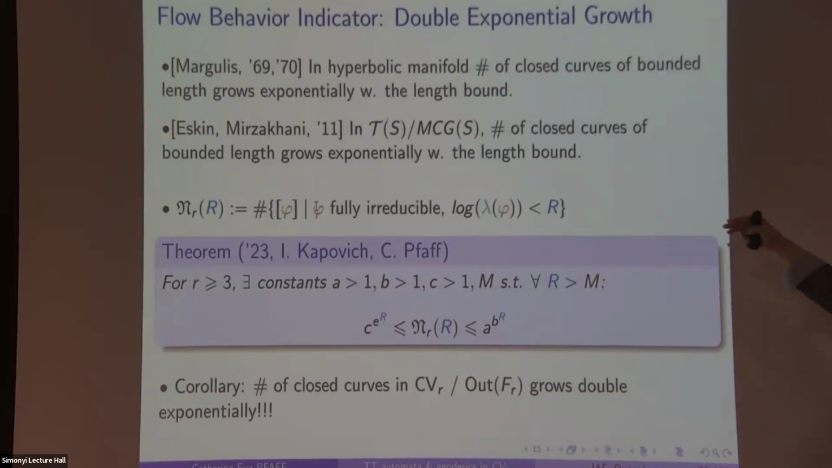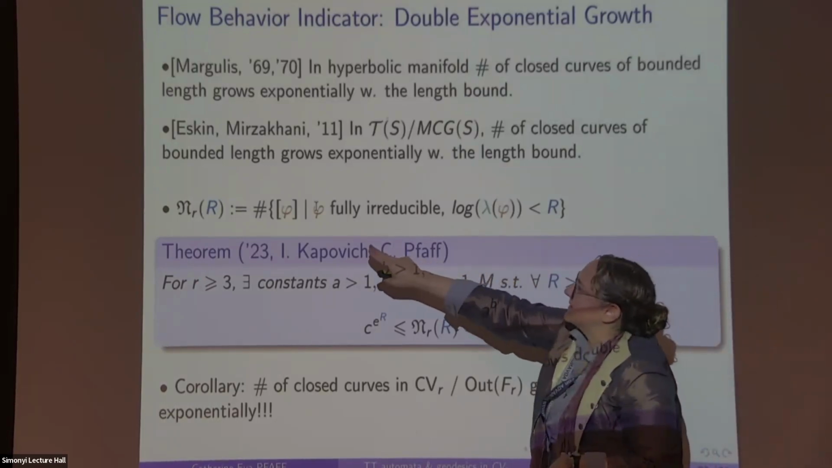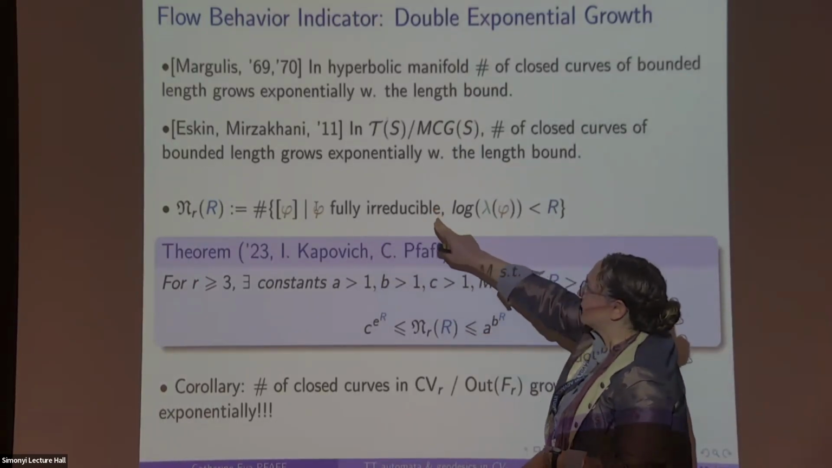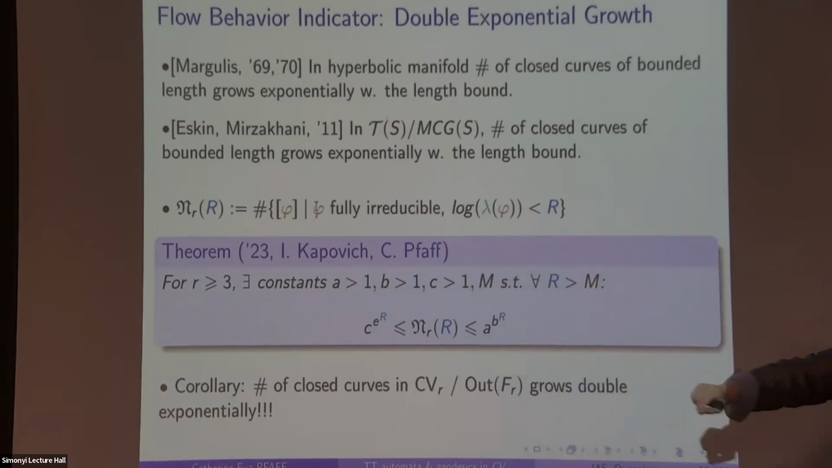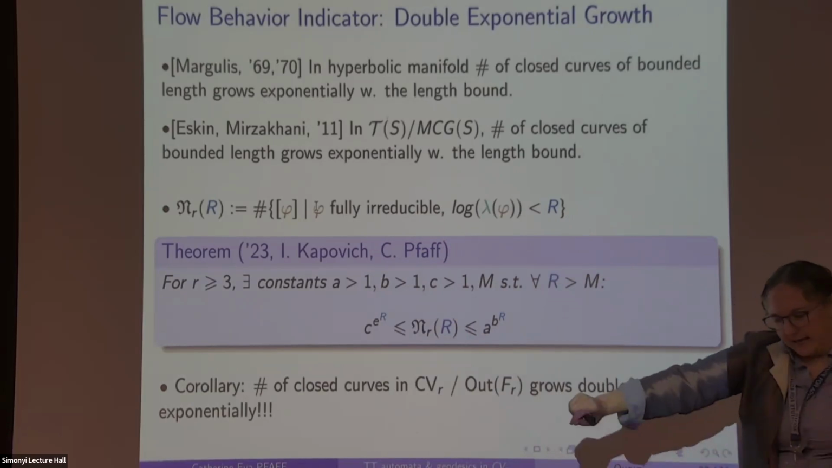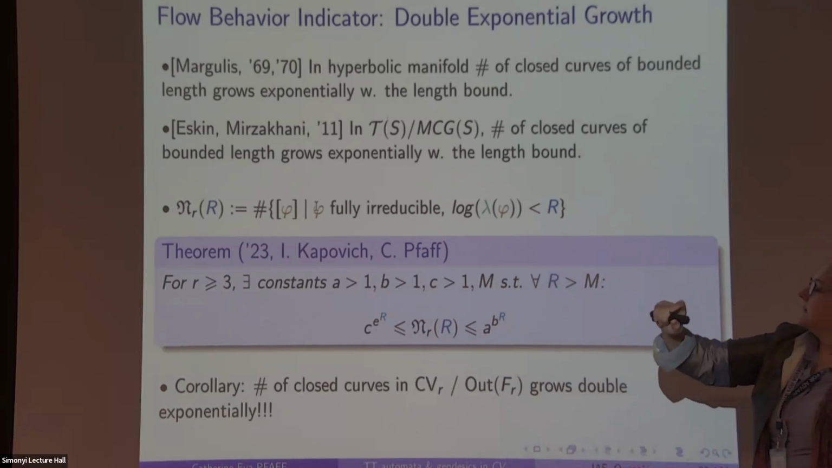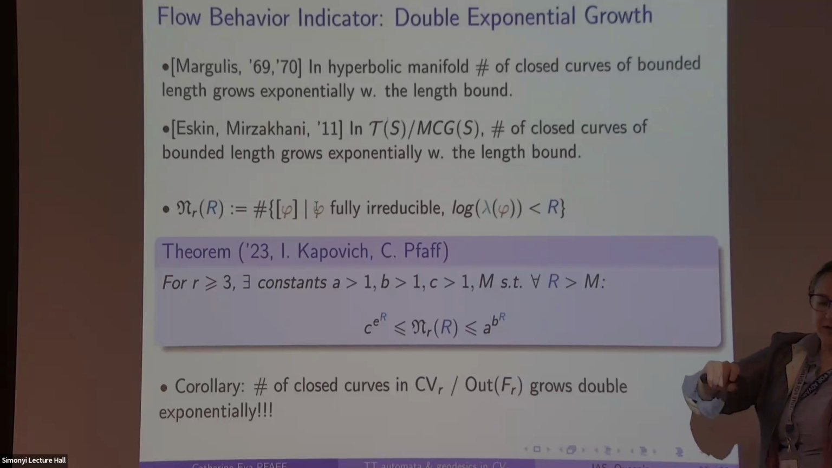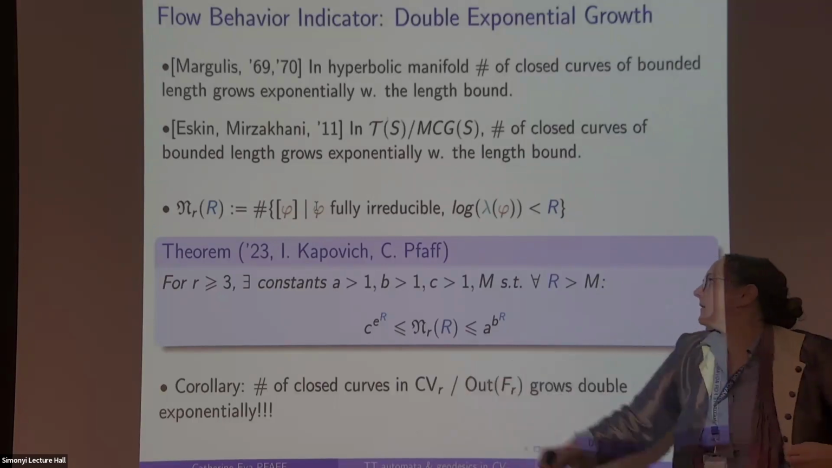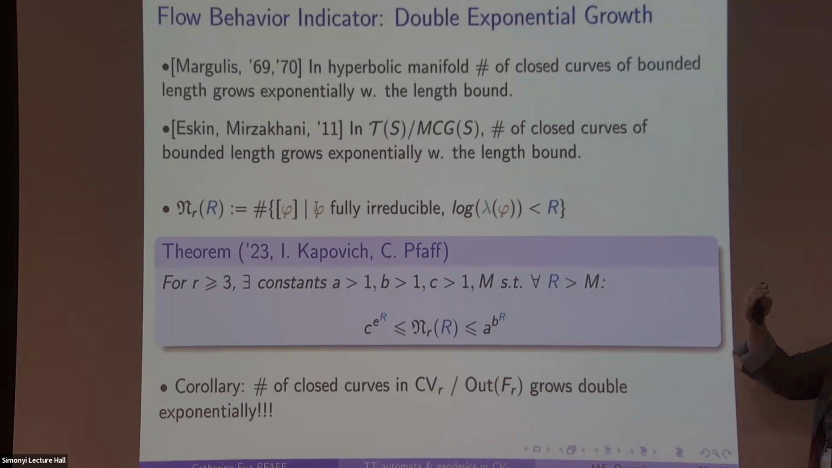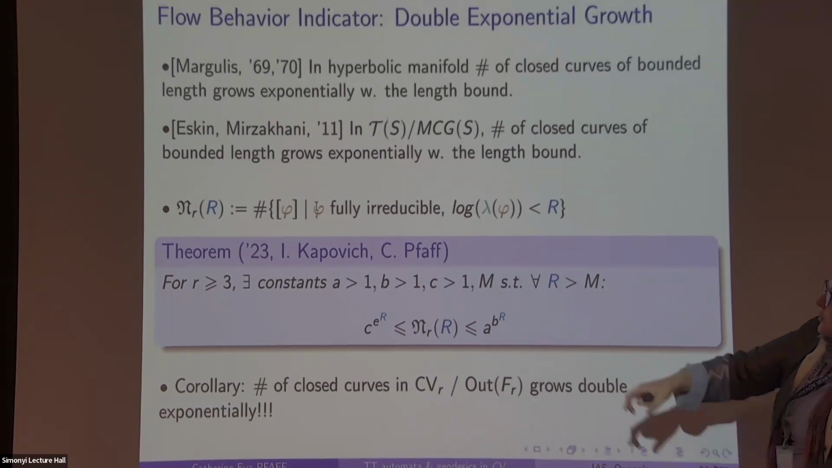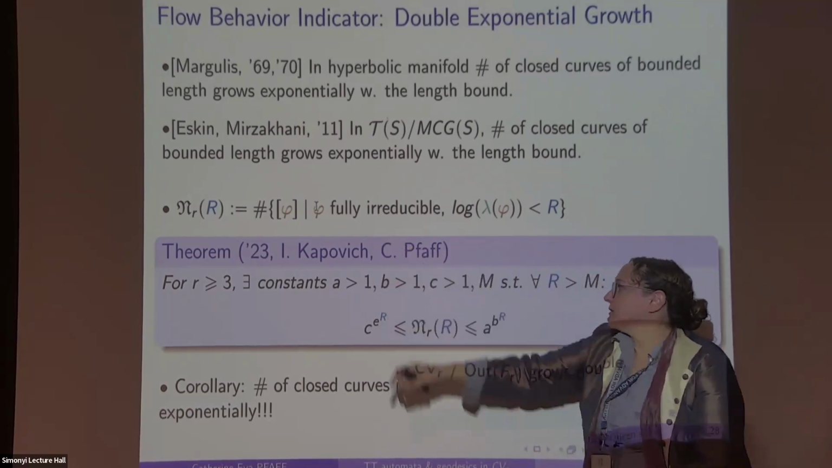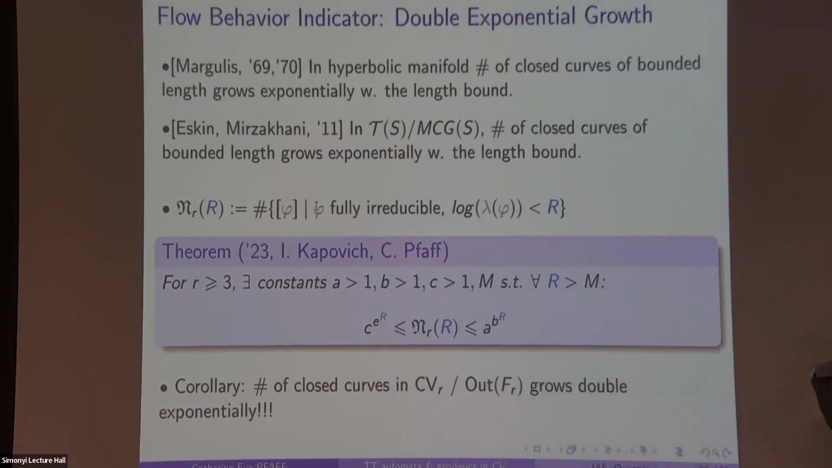In our setting, we're looking at conjugacy classes. So we restrict this to conjugacy classes of fully irreducibles. We bound the stretch factor, which actually bounds the length, because when you're looking at your axes, the log of the stretch factor gives you your translation distance along it. So when you take this quotient and bound that stretch factor, we see that the number of these curves, only the ones that come from fully irreducibles and conjugacy classes, actually grows double exponentially.